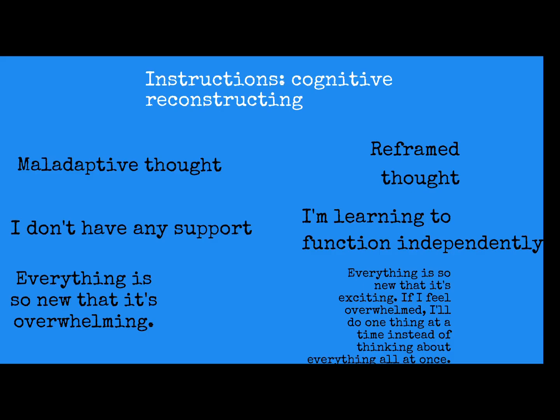Instructions for cognitive restructuring. Maladaptive thought: I don't have any support. Reframed thought: I'm learning to function independently. Maladaptive thought: Everything is so new that it is overwhelming. Reframed thought: Everything is so new that it is exciting, and I feel overwhelmed.